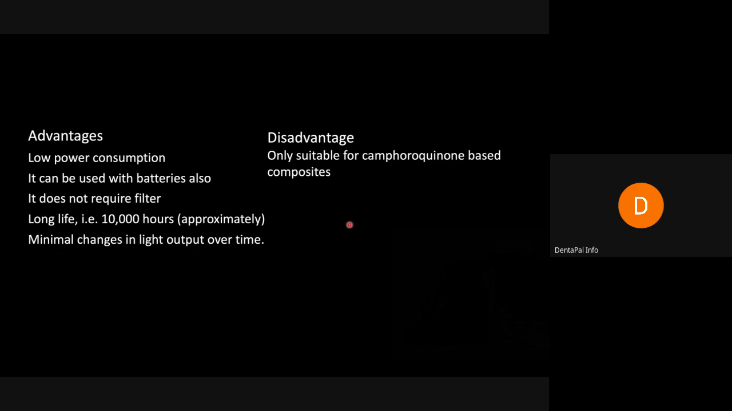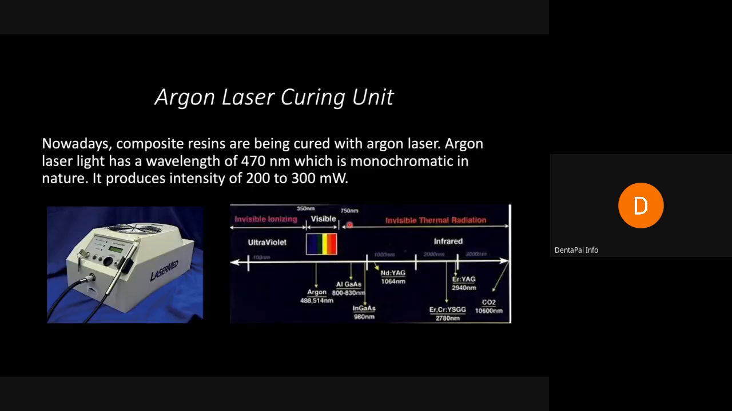So if I have different initiators like tertiary amine, this device will not affect the polymerization.